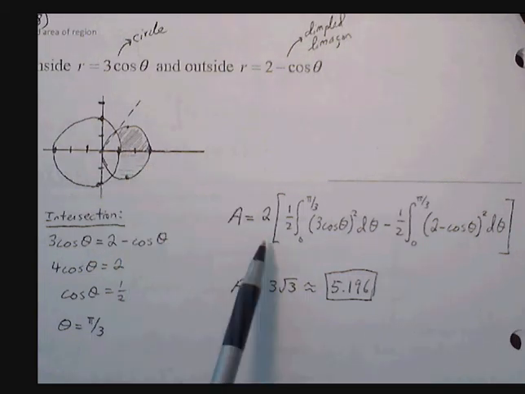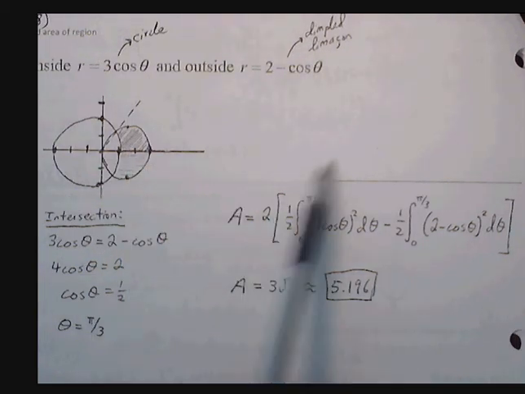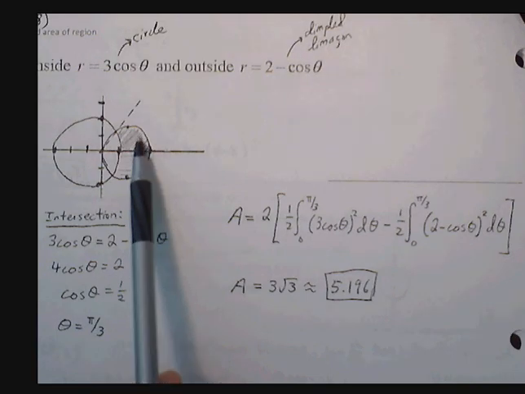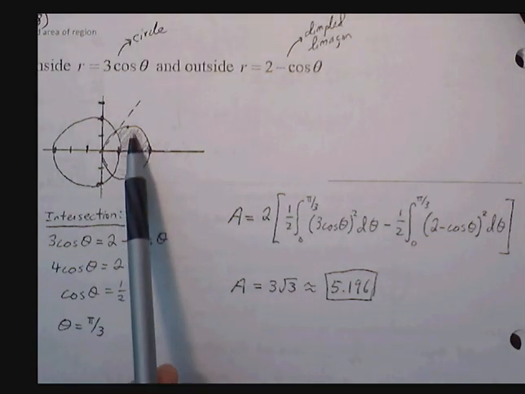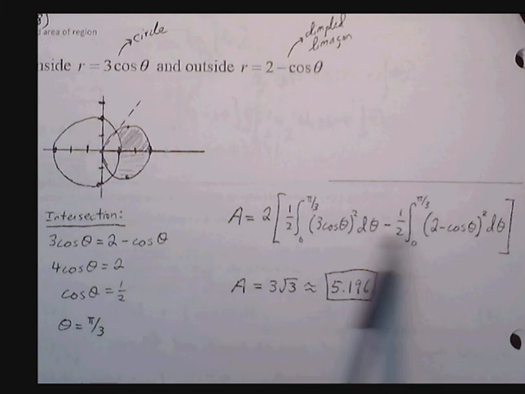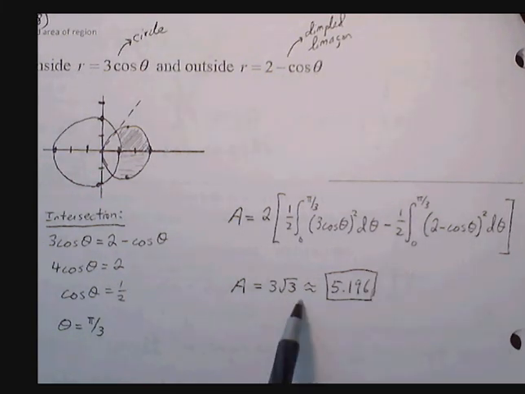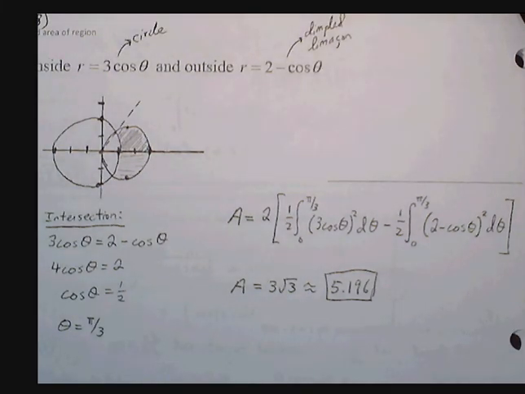All right, and then if I multiply this area by 2, I'm going to get the total area that I need, which is the portion that is in the first and the fourth quadrant here. So if we work this out using your calculator, it comes out to be 3 root 3, or equivalently roughly 5.196.